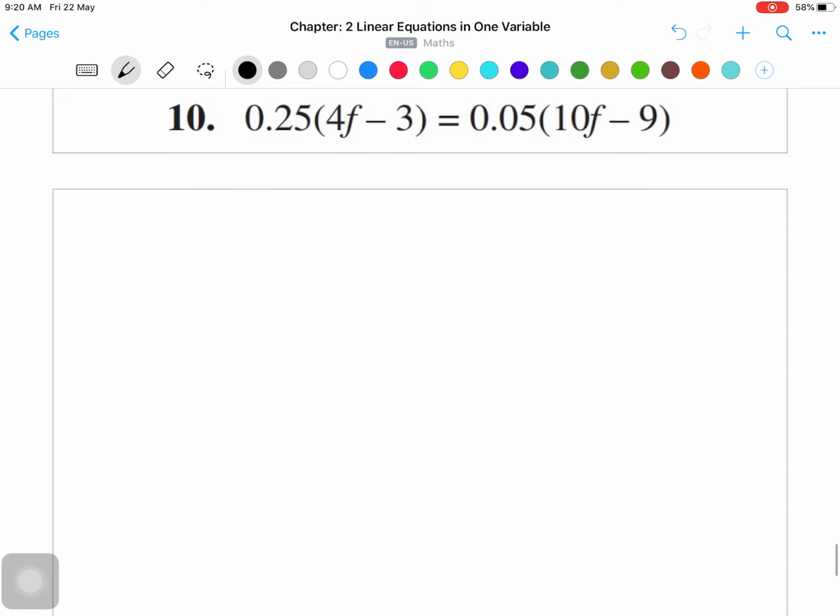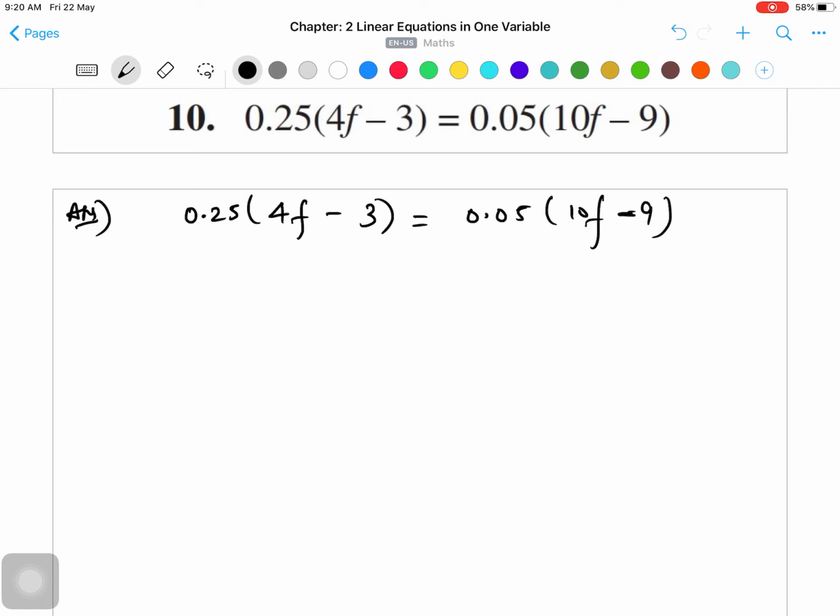Moving to question number 10, which is the last question of this exercise. First, write the equation. We have 0.25 into (4f minus 3) equals 0.05 into (10f minus 9). Like we did in the previous question, we'll multiply the number inside the bracket.